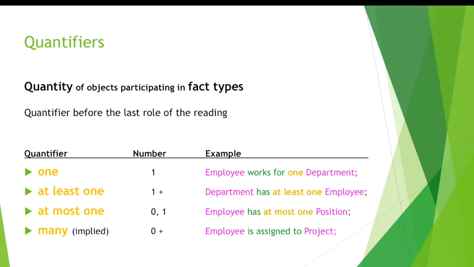And many, so anything from 0 to many. And an example is employee is assigned to project. As you can see here, many as a word is not actually written down in the reading. And that's because it is implied. So whenever you don't see any of the 3 quantifiers, it is many, and the equivalent of ERD is many optional.